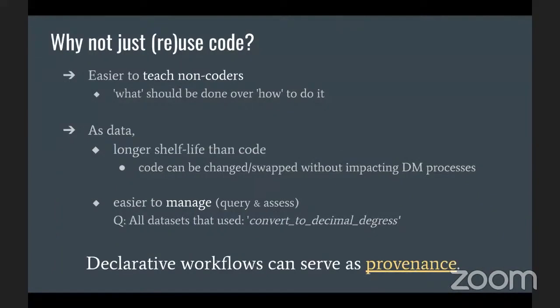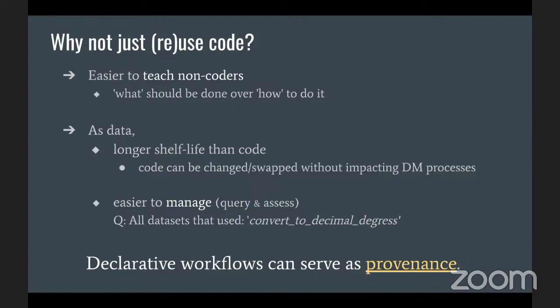All right, so a little bit back to the philosophy now of why declarative workflows are useful. Why not just reuse code? Well, for us as data managers, we've got multiple data managers working across data. And so it's almost easier to teach data managers who might not be well-versed in code what should be done over necessarily how to do it. And that really revolves around this idea that declarative workflows as data describe what to do as opposed to how to do it. And so we leave how best to do it to the software implementations. And I'll show you that here in a second.